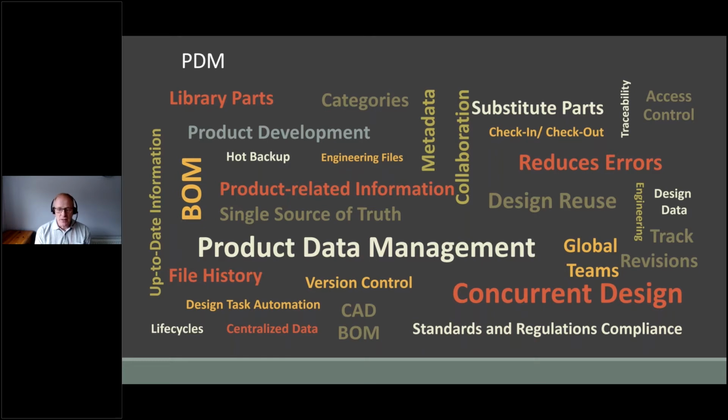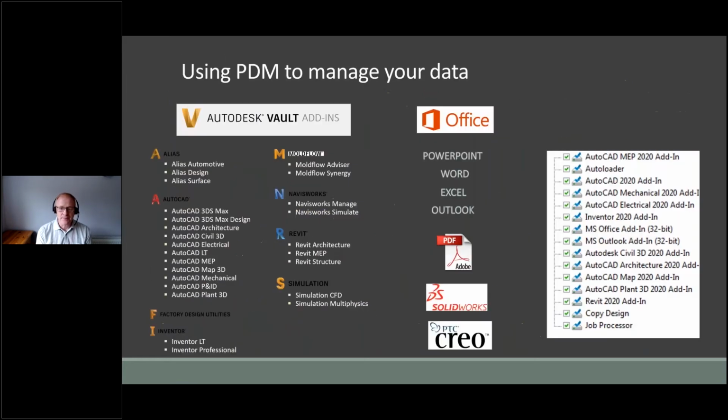So there's a few different versions of Vault. You have the Vault Basic, which is included with various subscriptions, and then there's the professional version, which adds additional features and functionality. So it's much better than trying to share data using a shared drive or non-CAD-aware applications like Dropbox or Google Drive. They don't understand the relationships between the data typically, and they don't manage it very well. So Vault Professional is the ideal solution for that.